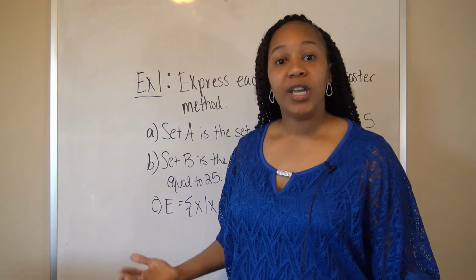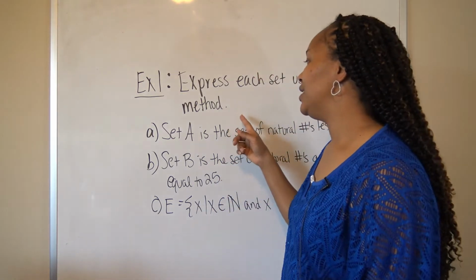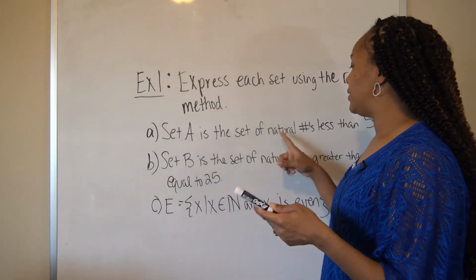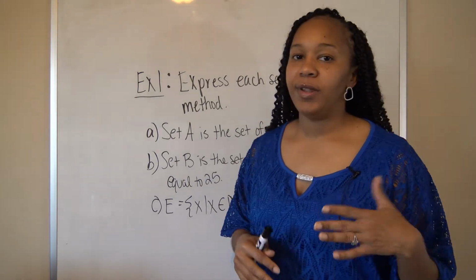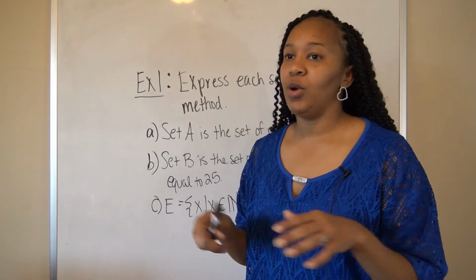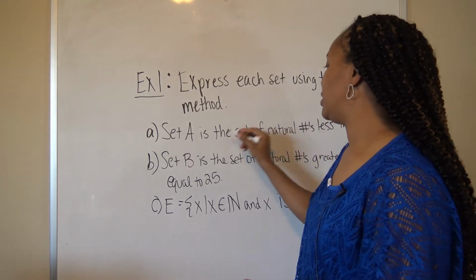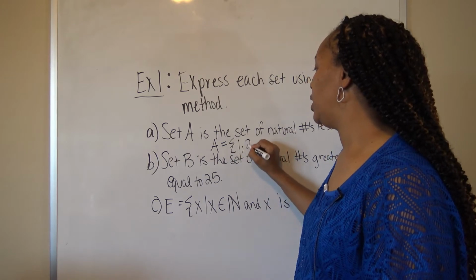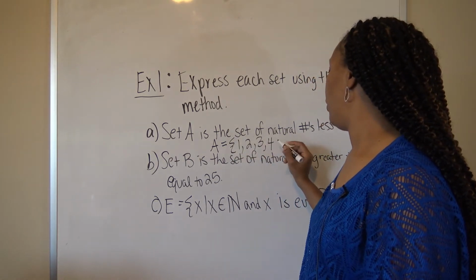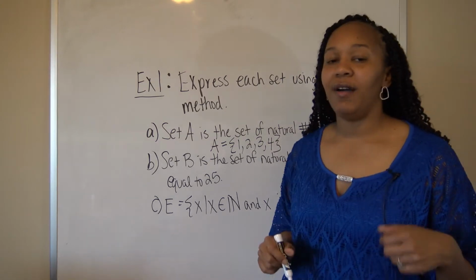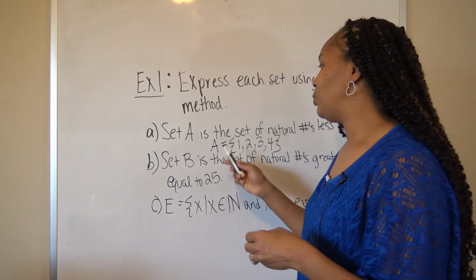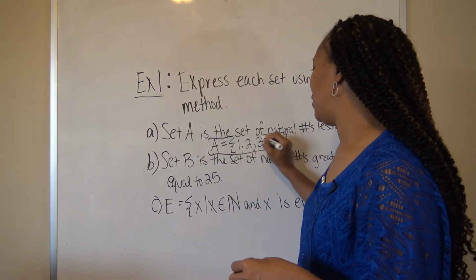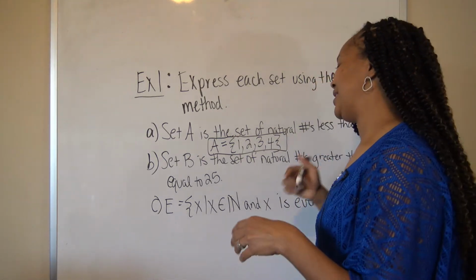Okay, for example 1, we want to express each of these sets using the roster method. So starting with part A, it's 3 different parts. We want to say set A is the set of natural numbers less than 5. So remember, the natural numbers are your count numbers, 1, 2, 3, 4, 5, and it keeps going. But if I just want the set of numbers less than 5, then A will be the set of 1, 2, 3, and 4. And because I only wanted less than 5, then I would stop at 4. So this would be how I would describe set A using the roster method. Hopefully y'all can see it.